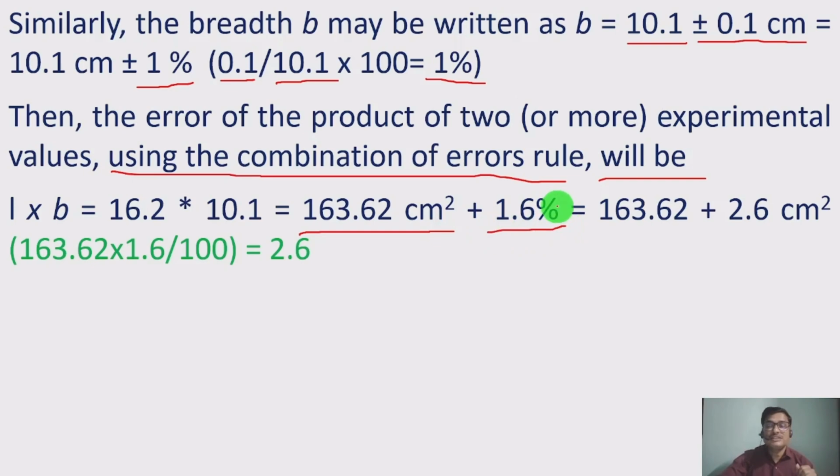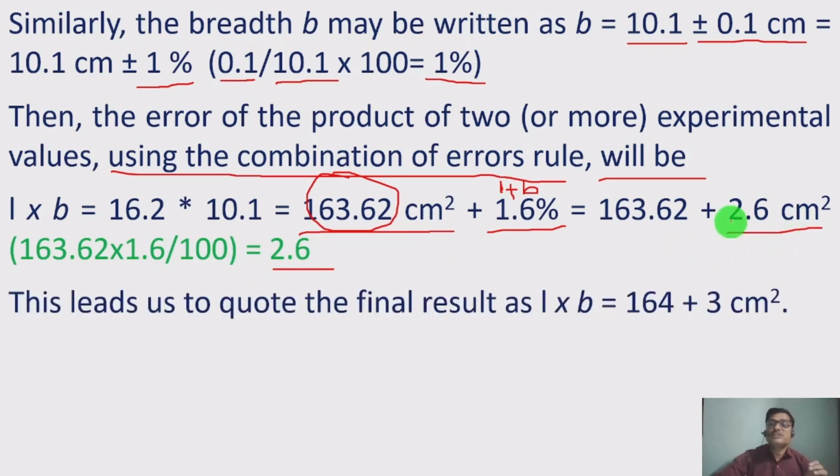How can the combination of errors be taken? In the length, 0.6% error is there, and in the breadth it is 1% error. Both are added, then it is 1.6%. Then how much value will 1.6% have? 1.6% of this value we will take, that is 163.62 into 1.6 by 100, which is equal to 2.6, and that 2.6 value of the area can be added.